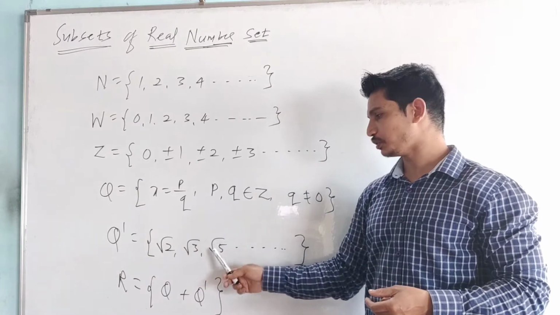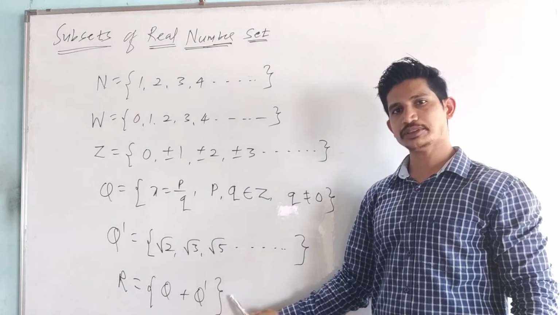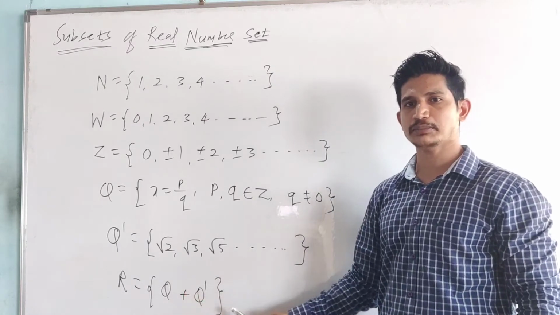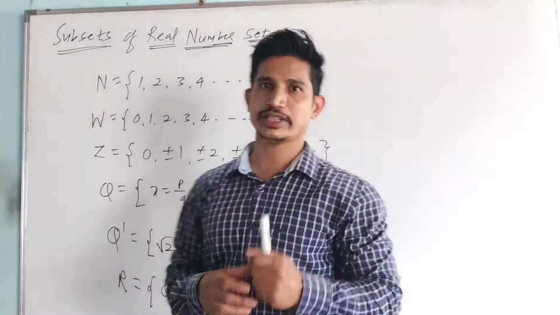Root 2, root 3, root 5 and so on. And what is the real number set here? Q plus Q dash: all the rational and all the irrational numbers will come in the real number set. Now let's see about the subsets here.